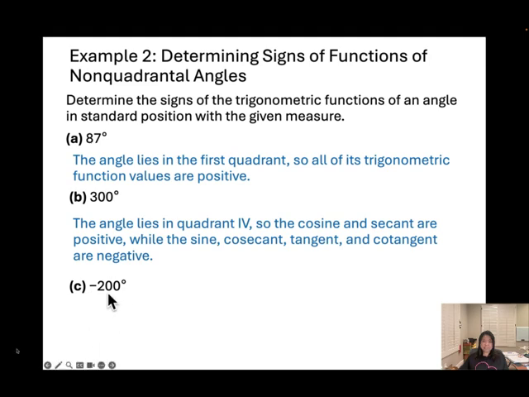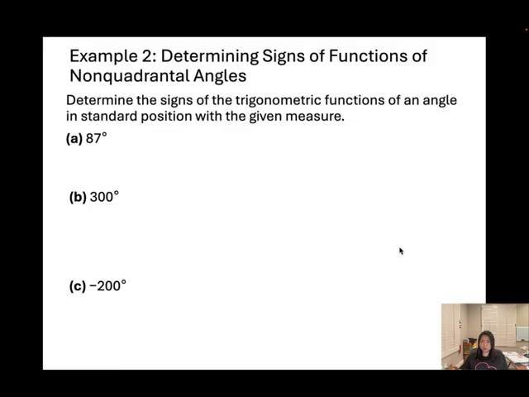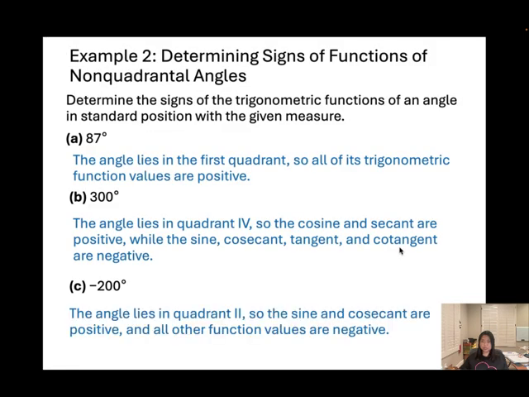C, negative 200. Negative means you go from here, going clockwise, starting from the x-axis, going this way. So think about it. Going backward, this is 0, this is 90, this is 180. So 200 should go from here until quadrant 2 here. In quadrant 2, only sine and cosecant are positive. The rest will be negative.